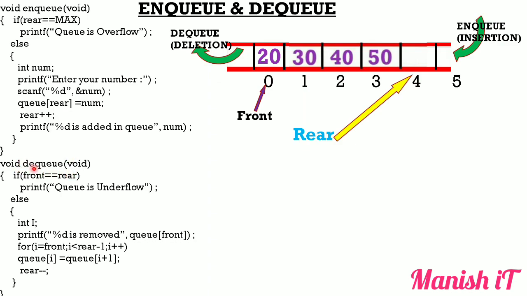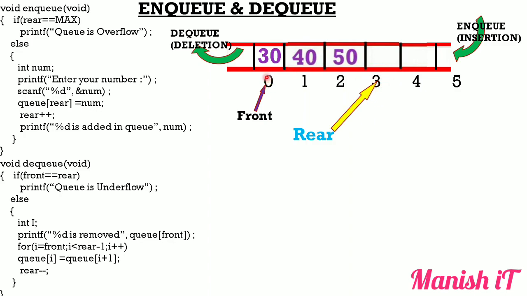Once again it is executed from the beginning, and it checks the condition whether front is equal to rear or not. Here the if condition fails because front is 0 and rear is 4, so the else part is executed, and once again 20 is removed, and all these elements are shifted towards the zeroth location. See how it looks. After shifting all these elements, we have to decrement our rear position. After the rear position is decremented, it starts pointing to the fourth location, that is indexing number 3.